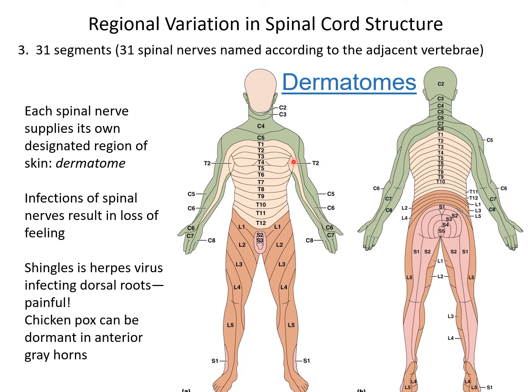One example of this is shingles. Shingles is a type of virus that infects specifically the dorsal roots. Oftentimes this is a result of chickenpox. Having chickenpox when you're younger, it can remain dormant within your dorsal roots, and later in life it can make an appearance again, oftentimes a lot more painful, a lot more severe than the initial chickenpox infection.